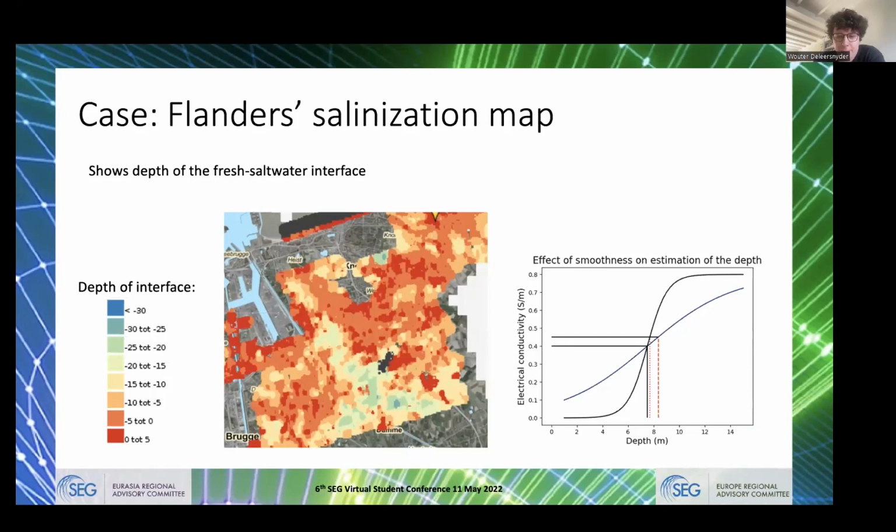The dark blue line is an example of an overly smooth interpretation of the data, while the true expected transition between fresh and salt water should be relatively sharp, as the black line indicates. So a small difference in the definition of what should be the interface between fresh and salt water in electrical conductivity has a larger effect on the estimation of the depth when the inversion is too smooth. So that's what I tried to improve with this project.